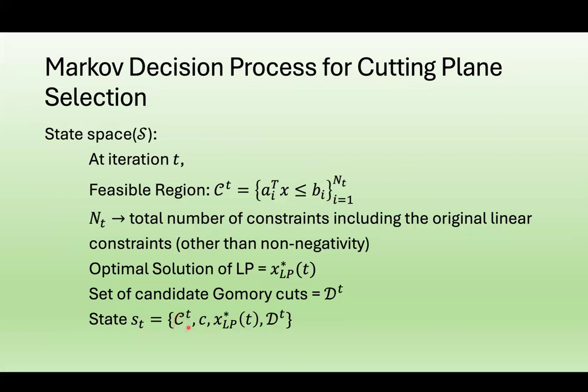Now, this CT is the feasible region, which is basically indicated by the set of these constraints, AI transpose X less than equal to BI, I going from 1 to NT. Now, NT indicates the total number of constraints, including the original linear constraints, which means all the original linear constraints which were given initially, plus the constraints which were considered as cuts up till this Tth iteration.